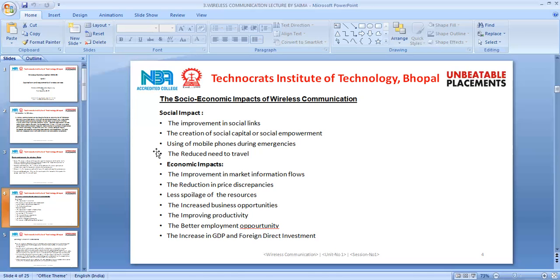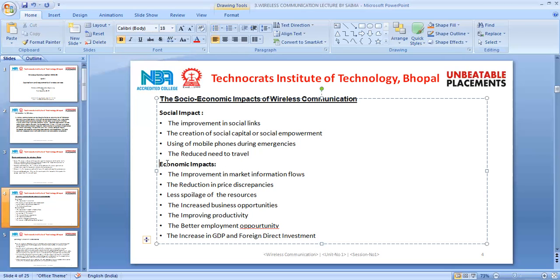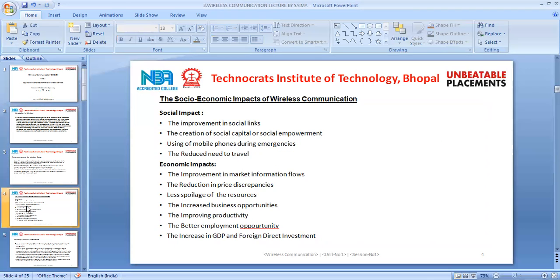And if I want to explain some economic impacts, then I must include the improvement in market information flows, the reduction in price discrepancies, less spoilage of resources, increased business opportunities, improved productivity, better employment opportunities, and an increase in GDP and foreign direct investment. These are some economic impacts. Or I can say that whatever type of wireless communication I want to design, it should be economic so that normal people can easily afford it.